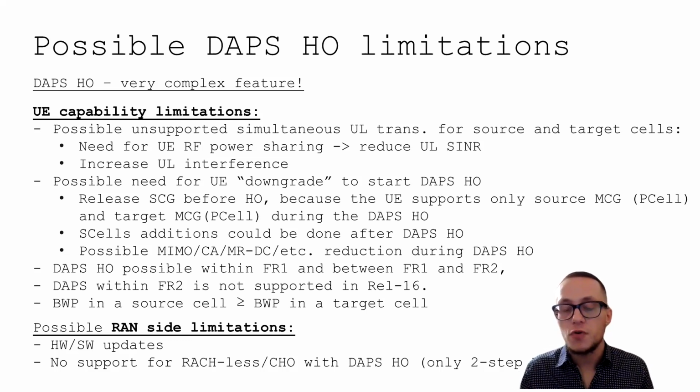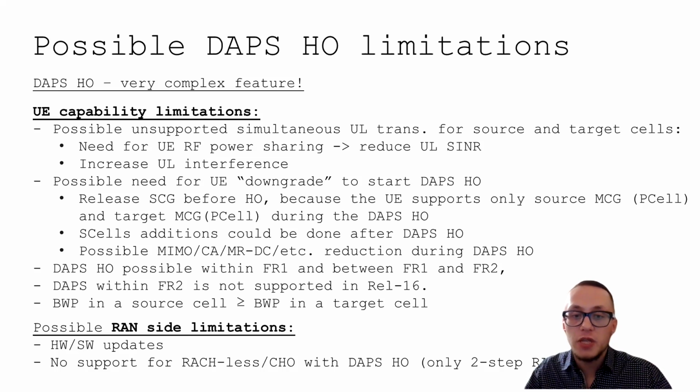Also, there are limitations from the radio access network. Very probably some hardware and software should be updated. It depends on the vendor, of course. Maybe other features such as RACH-less handovers or conditional handovers are not supported with dual active protocol stack handovers. So it also should be checked from your side when you try to implement DAPS handover in your network.